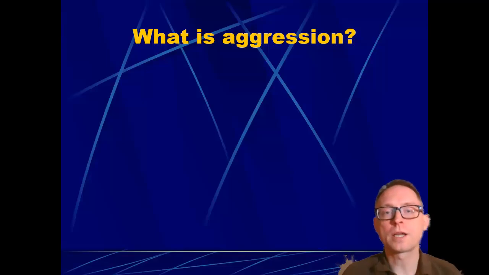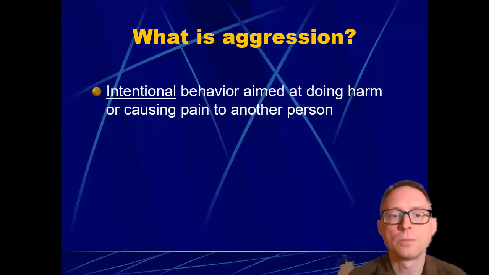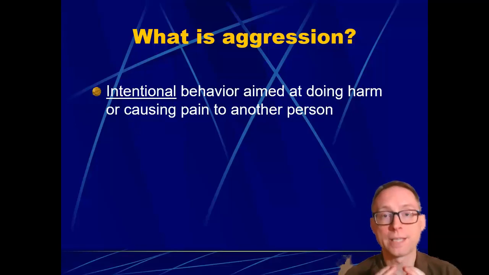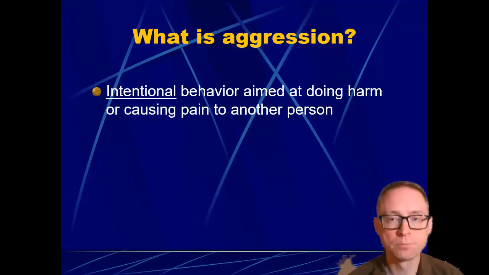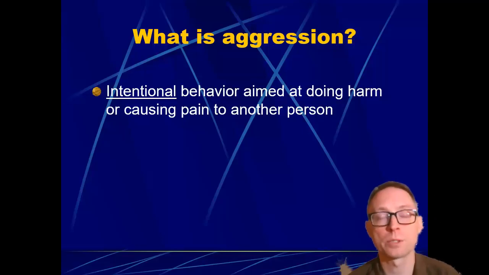So, we need to talk about aggression. And in order to do that, we need to first define what aggression is. Aggression is an intentional behavior that is aimed at doing harm to another person. If you want to do harm or cause pain to another person, that is what we're talking about when we're talking about aggression.